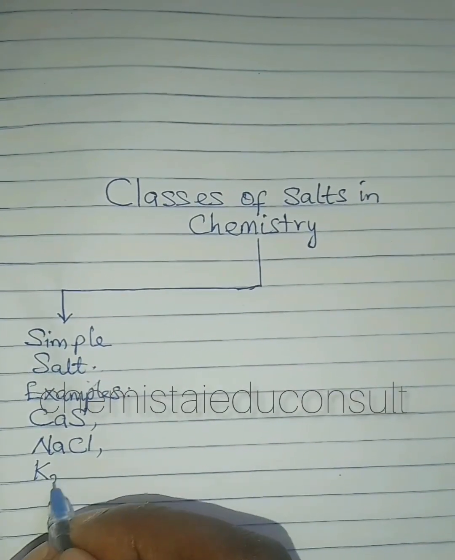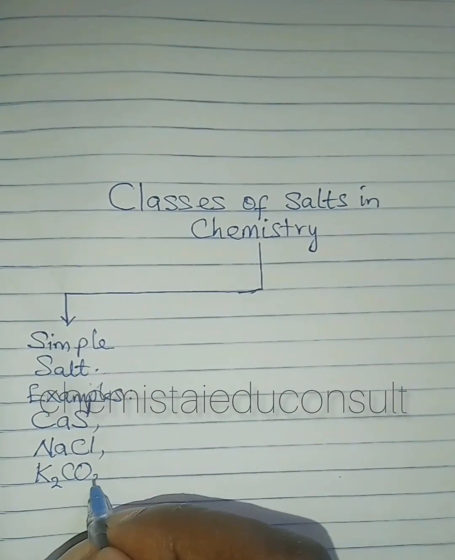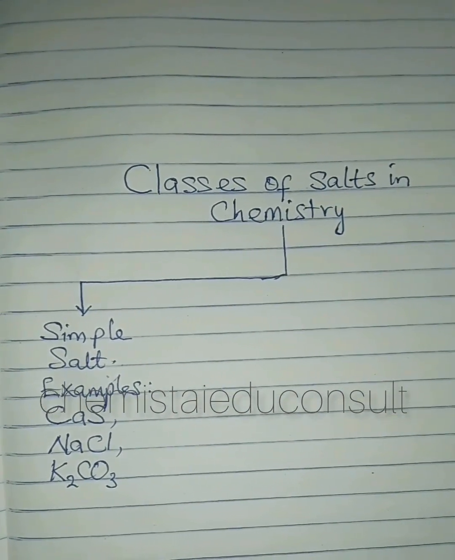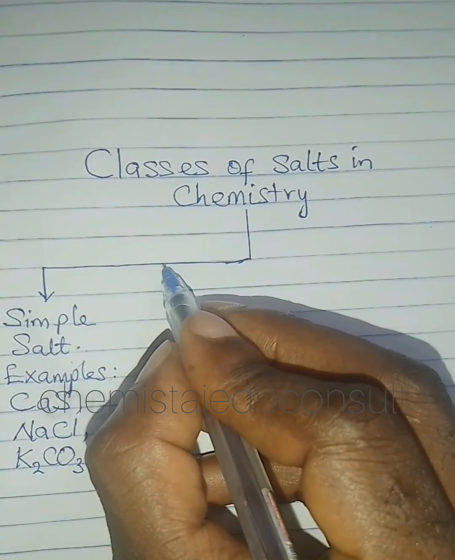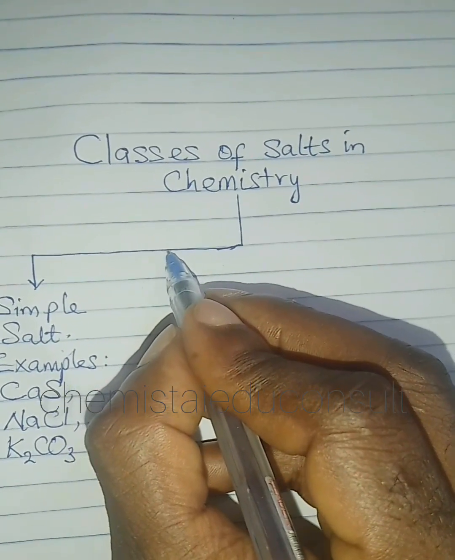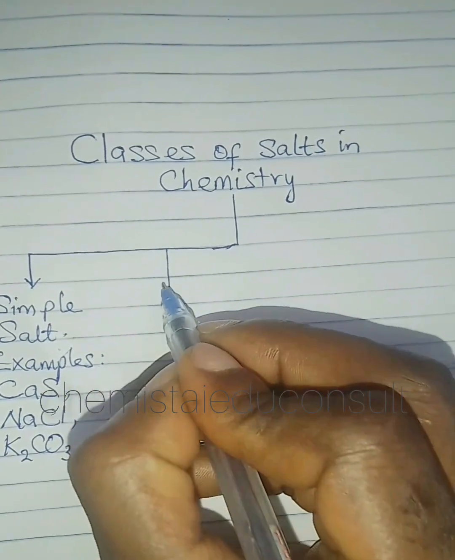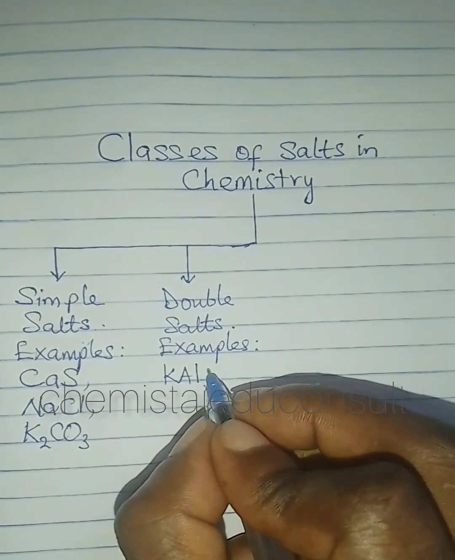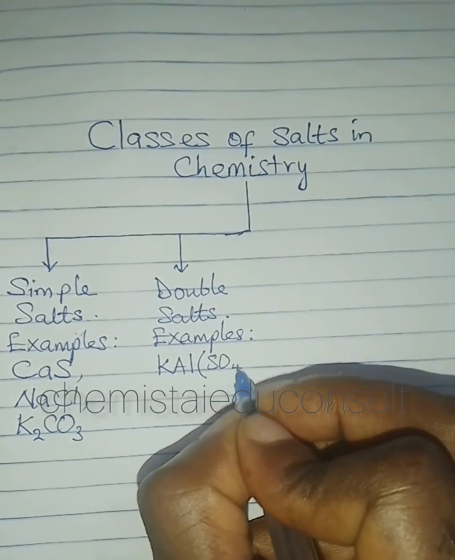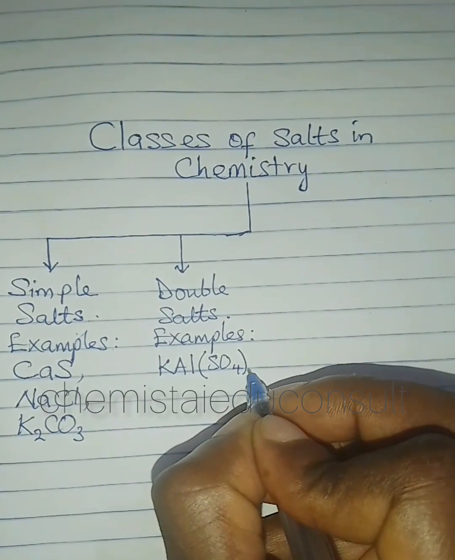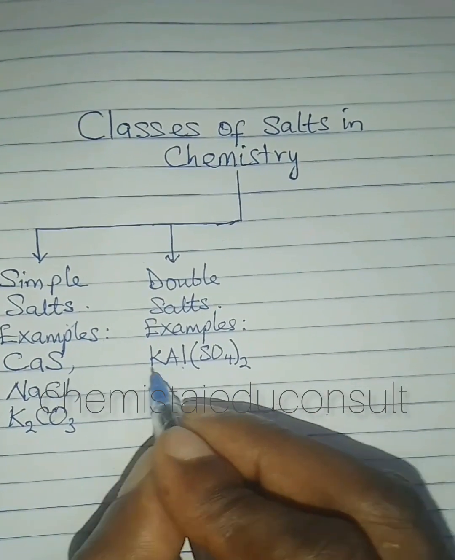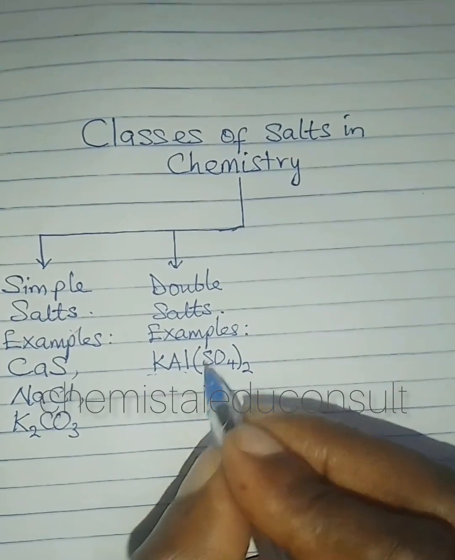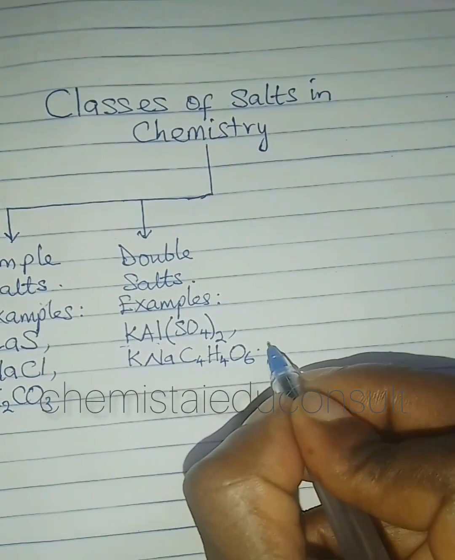Another example is potassium trioxocarbonate(IV). The single cation there is potassium ion, and the single anion is trioxocarbonate(IV) ion. If a salt contains two different cations, but one anion, that is two different positively charged ions, but one negatively charged ion, the salt is called double. For example, potassium aluminium tetraoxosulfate(VI) is a double salt. Double because there are two positively charged ions, potassium ion and aluminium ion, and only one negatively charged radical, which is tetraoxosulfate(VI) ion.